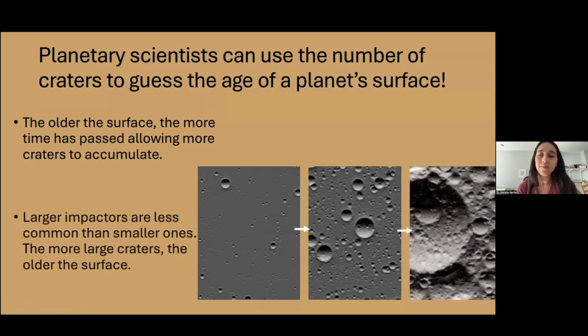Larger impactors are actually less common than smaller ones. And so that means if we see a planet that has a lot of really big impactors, it must be older, to allow more time for these big impactors to hit.